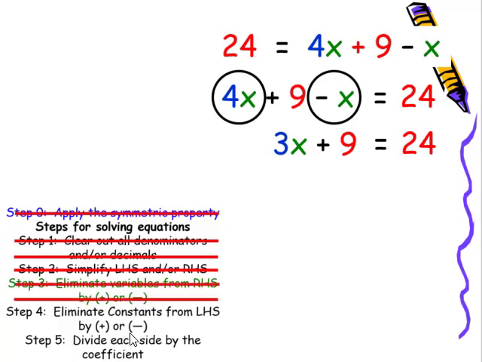Now we're on to step number 4. We'll eliminate our constant from the left-hand side by subtracting 9 from both sides.